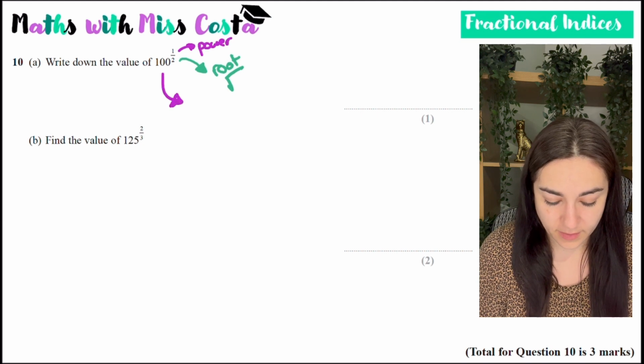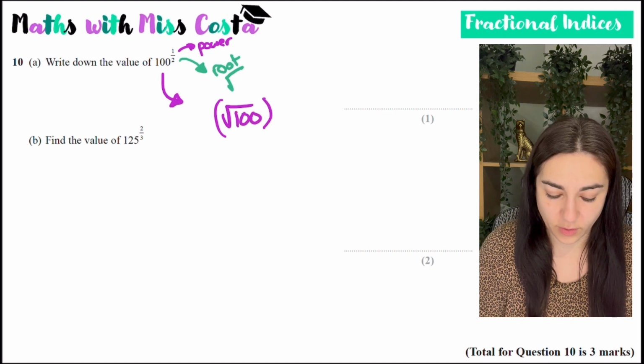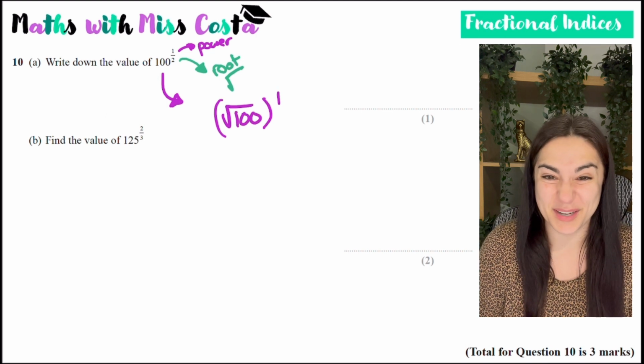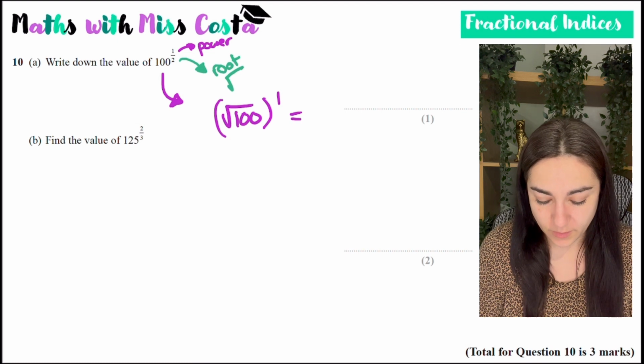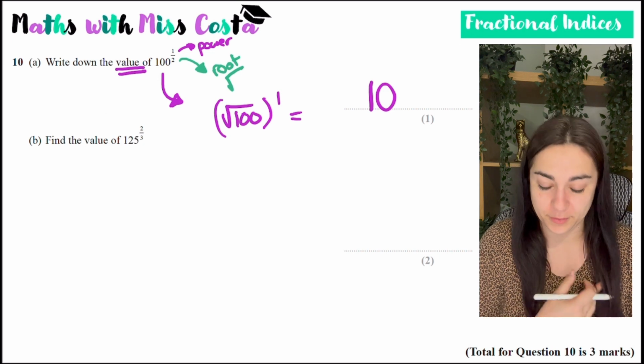So I want to do the square root of 100 to the power of 1. I didn't really need to write that bit because the power of 1 doesn't change anything. What's the square root of 100? 10. And because it says write down the value, you need to actually work out the value of it, which is 10.